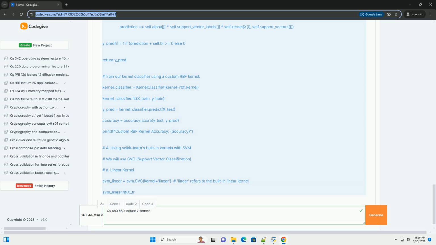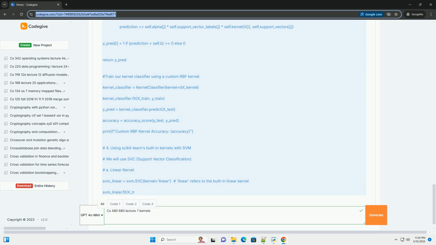3. Common kernel functions. Here's a breakdown of some widely used kernel functions. Linear kernel: k(x, y) = x · y, a simple dot product. Equivalent to performing linear classification in the original input space. Pros: fast to compute, easy to interpret. Cons: limited to linearly separable data.